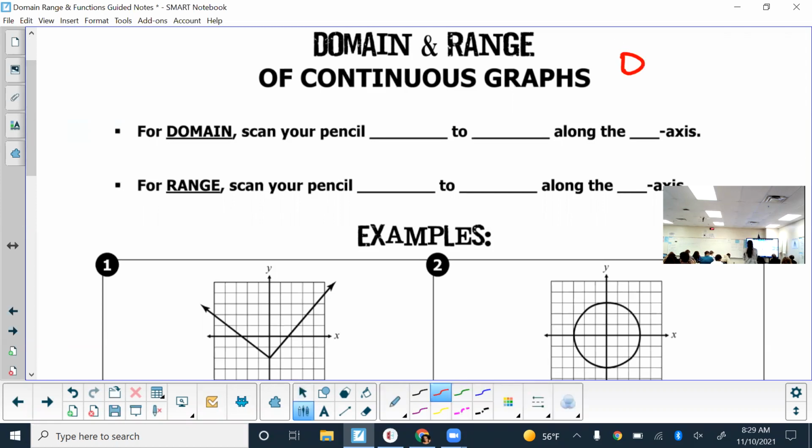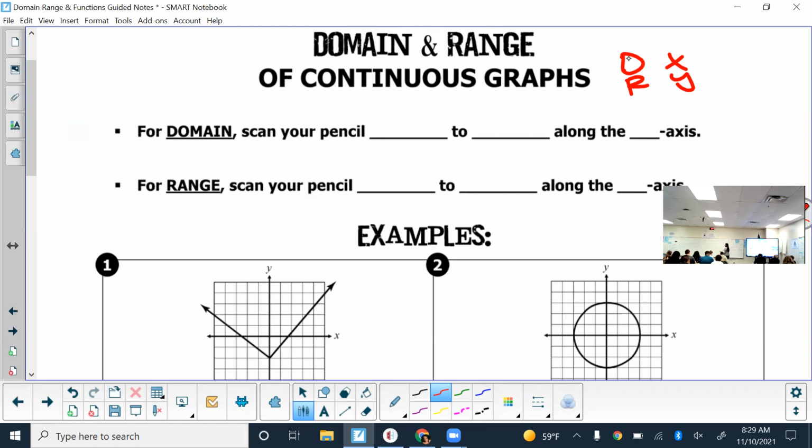Domain is all of the x values, and range is all of the y values. What's a good way to remember that? Dr. XY. Good. So you guys seem to understand that. Domain is all the x's, range is all the y's.